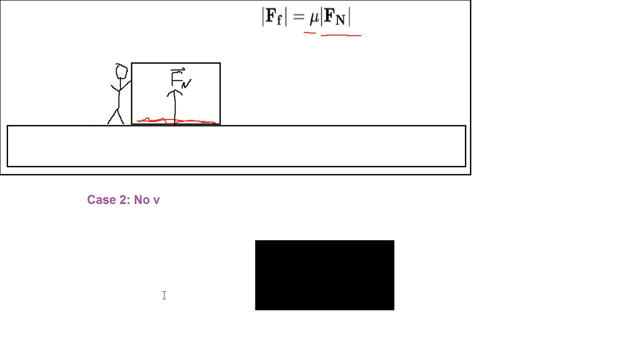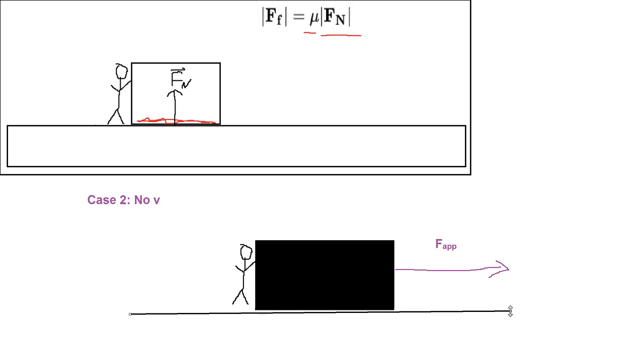So the question is, how do we deal with this? Well, what you have to look at when you have no velocity is the direction of the applied force. So let's say that you are pushing this thing this way. So this is the direction of your applied force, which we'll call F applied. So the question is, if the surface is underneath you here, how do you determine your frictional force? Well, it depends on how big the applied force is.